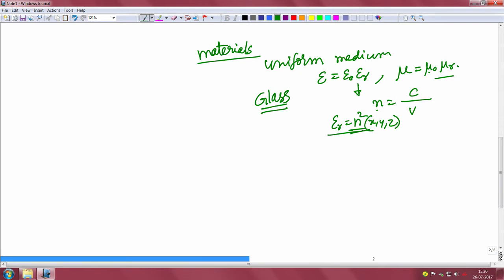And there are materials which have non-uniform media. That means the properties of the medium vary with the different coordinates, and in particular, as an example of non-uniform media, you can have a gradient index waveguide.